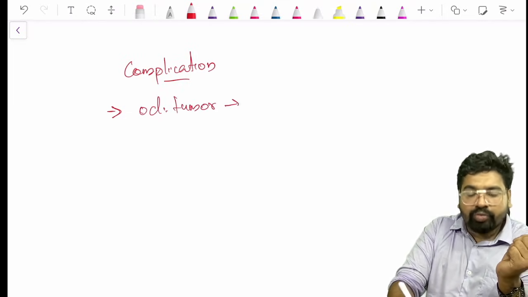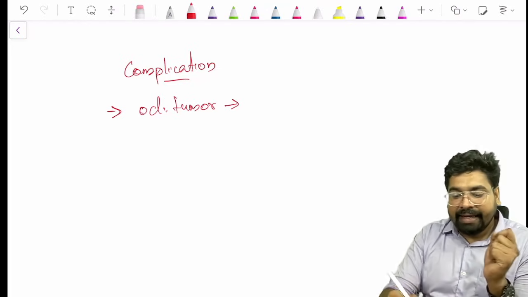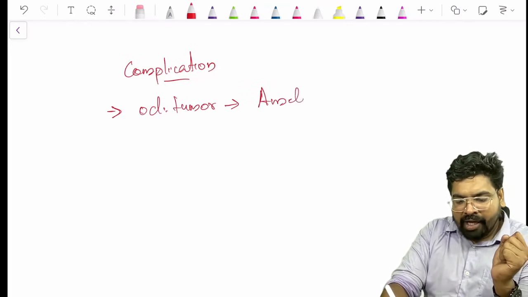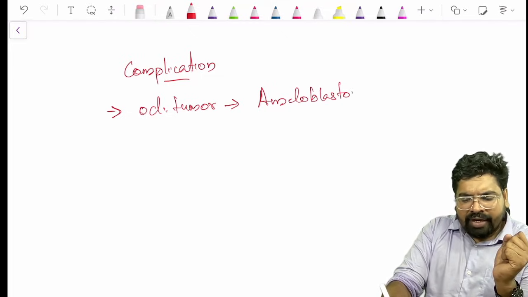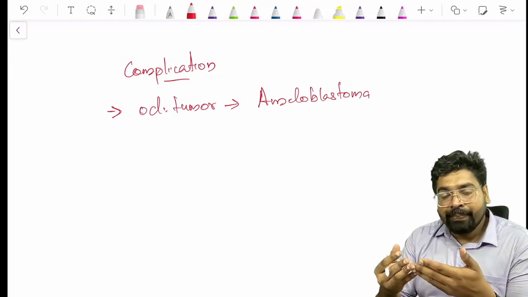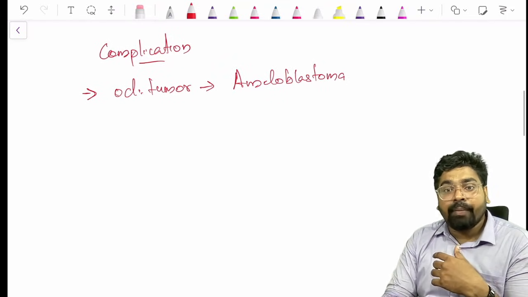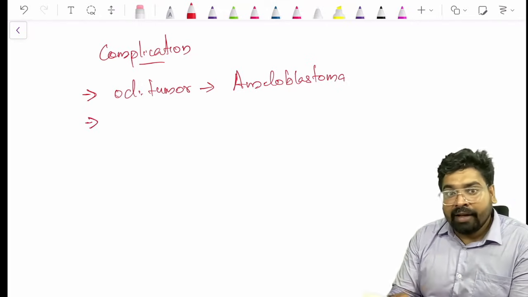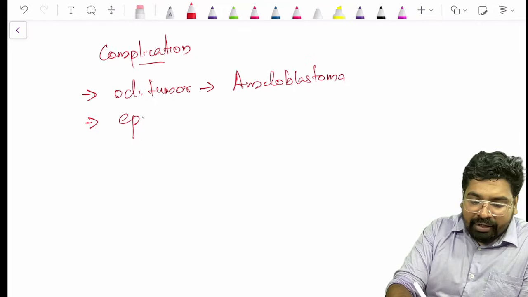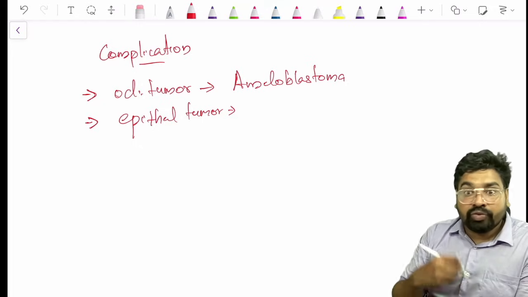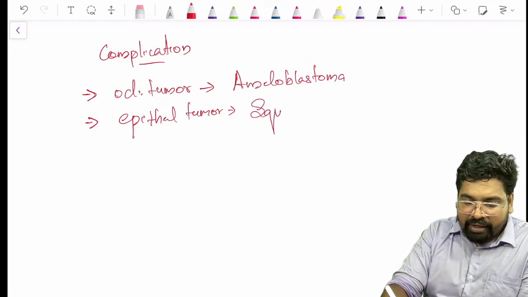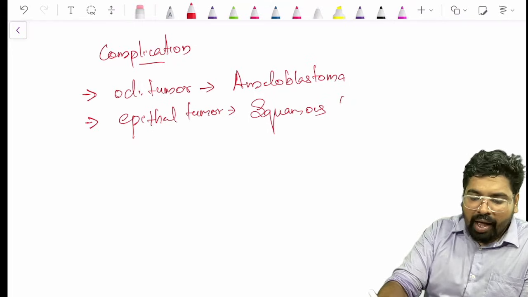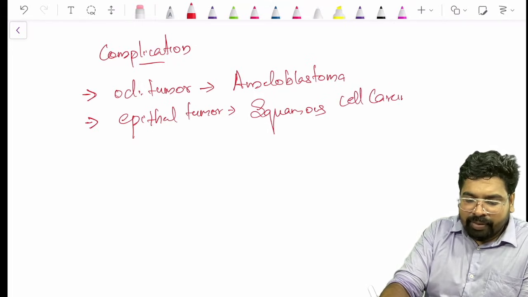Which odontogenic tumor arises from dentigerous cyst? Exactly, your ameloblastoma. Your dentigerous cyst can give rise to an odontogenic tumor, that is ameloblastoma. Sometimes this dentigerous cyst lining can give rise to an epithelial tumor, that is your squamous cell carcinoma. Okay, it can give rise to a squamous cell carcinoma.